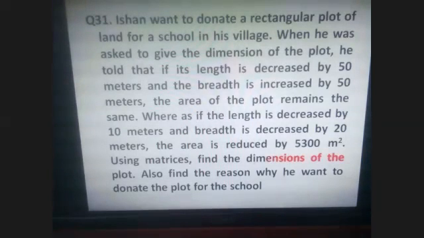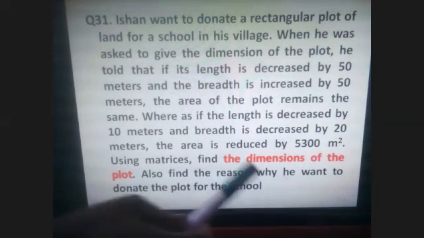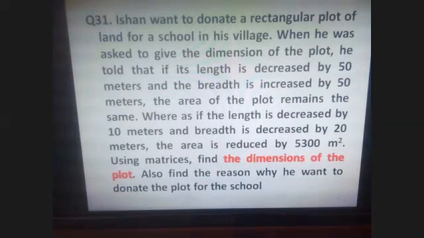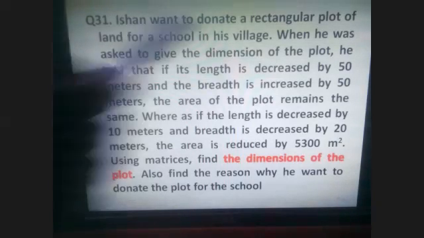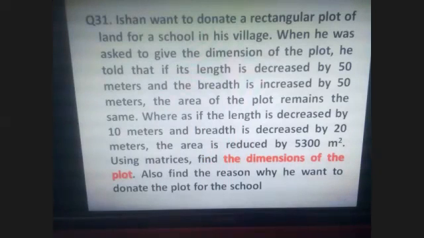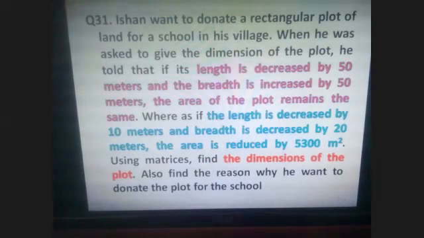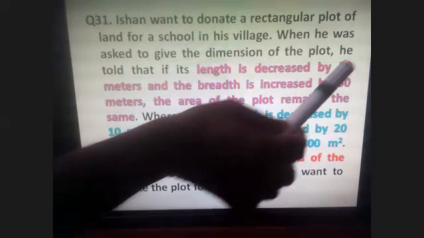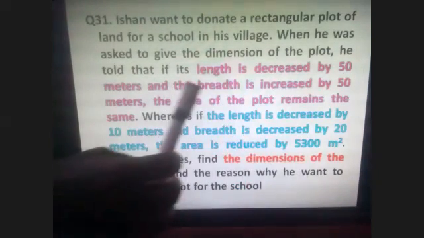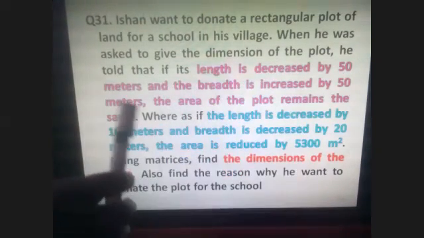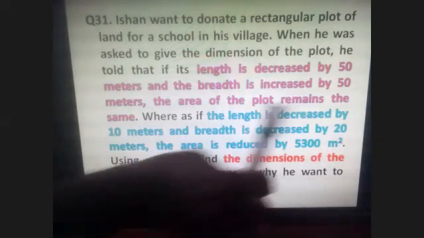How to find? What are the variables? The variables are the dimensions of this plot. You can start with: let x and y be the length and the breadth of the plot. Only 2 variables. For the rectangular plot, it is already given it is a rectangular plot. We don't have 3 variables, we have 2 variables only. But how to form the equation? First equation: the length is decreased by 50 and the breadth is increased by 50. The area of the plot remains the same.